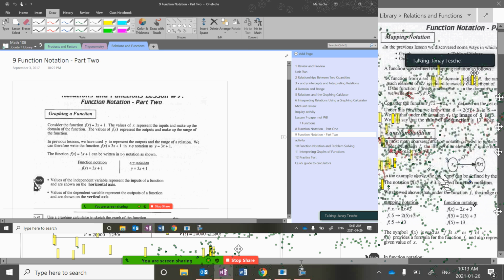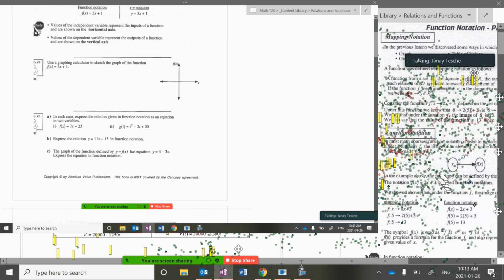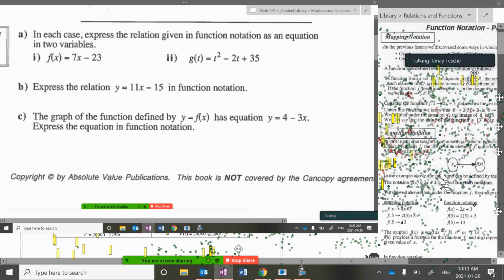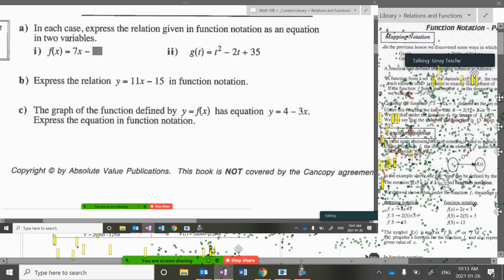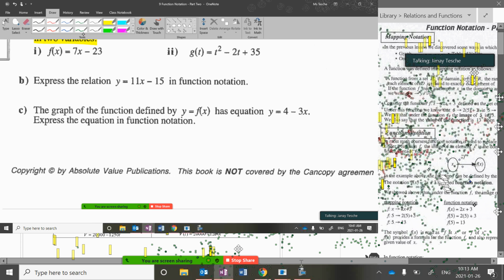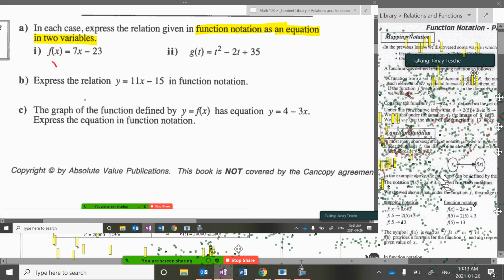Turn to lesson 9, grade 10. Okay, so I'm going to go right down to class example 2. We're going to do 2 examples here, grade 10s. That's it. Class example 2: in each case, express the function notation as an equation in 2 variables. So now it's like going backwards. Write it as you're comfortable seeing it. All we're going to do is change it to be y equals 7x minus 23.